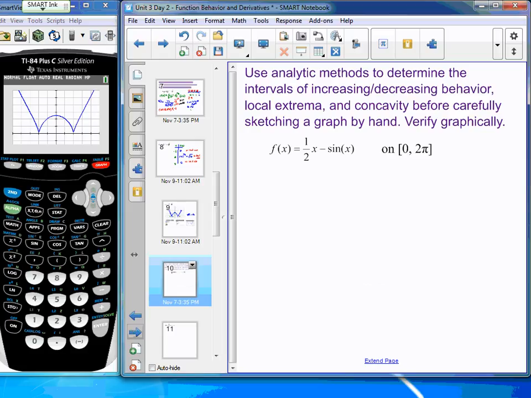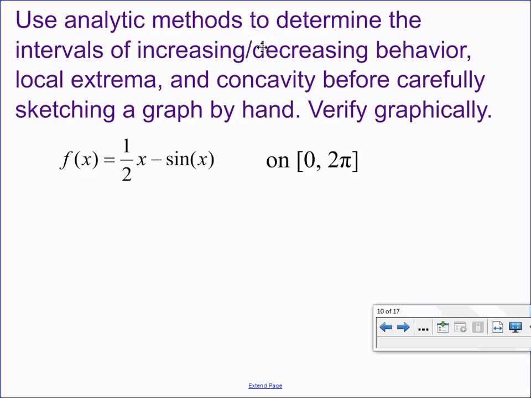Let's up the ante. So that was okay. Let's go ahead and include intervals of concavity as well. So we're not just going to y prime, we're going to go y double prime, baby. Let's determine the intervals of increasing, decreasing, local extrema, and concavity before carefully sketching a graph by hand, and we'll verify graphically. Again, it's okay if we just need a decimal approximation to get a point. We're not using the graphing mode on our calculator, we're just using the home screen. So let's try it out.